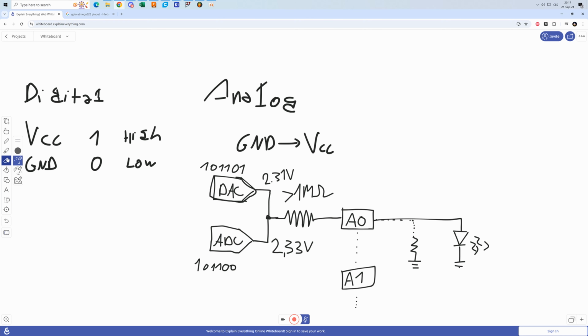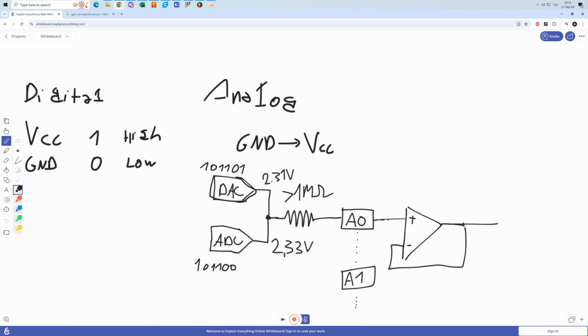So what we have to do, and some microprocessors have this already integrated, is that they have some sort of buffer, which is usually just an operational amplifier, which is connected as a voltage follower. So it's connected sort of like this, where here you have the plus and here you have the negative sign, and it looks somewhat like this. Now, what this operational amplifier is going to do is that whatever voltage is here on the non-inverting pin, the same voltage will be here on the output.